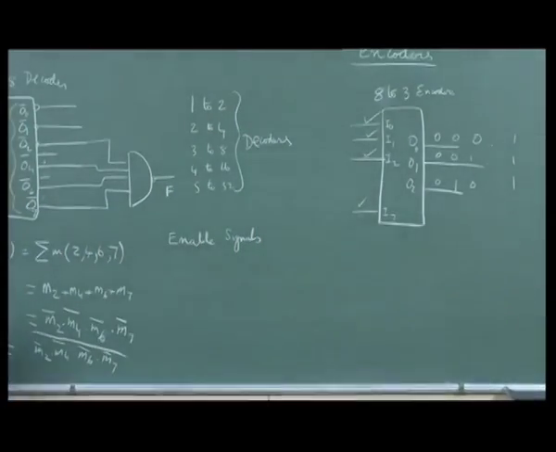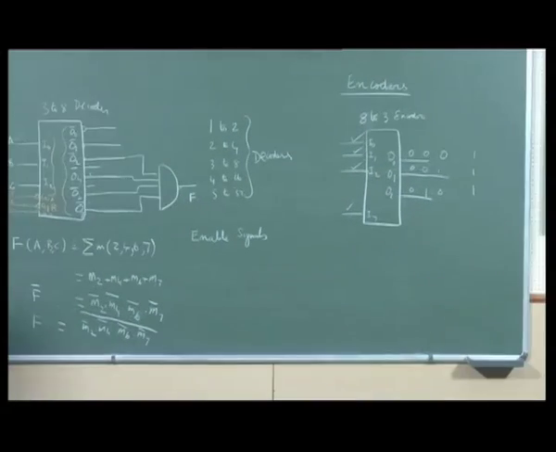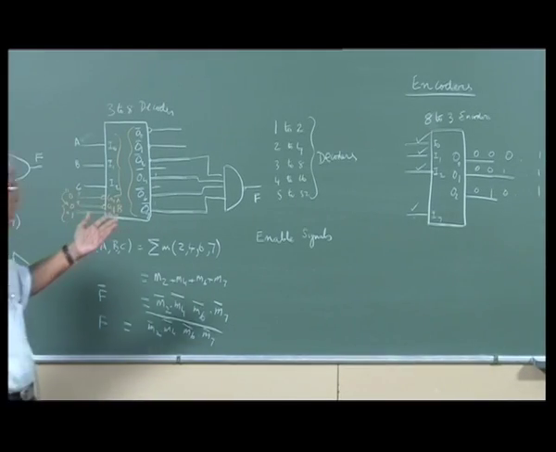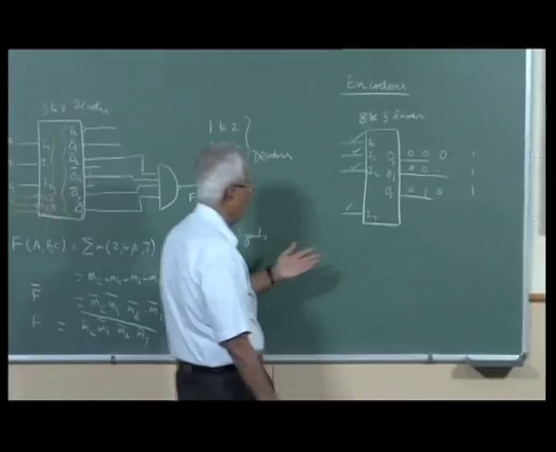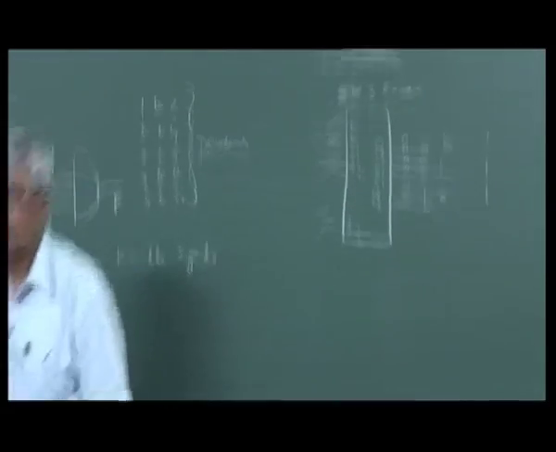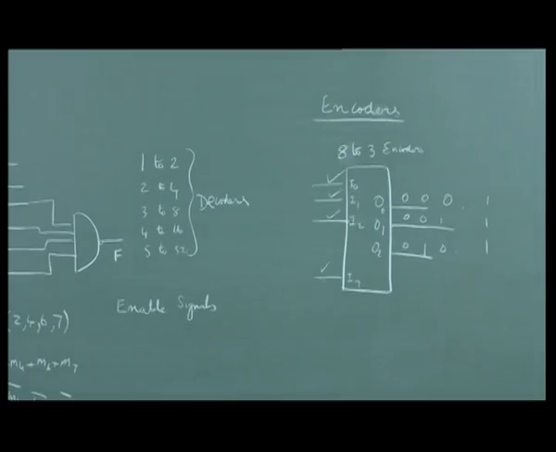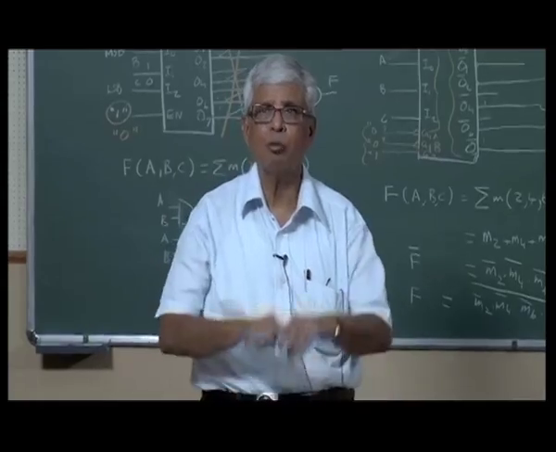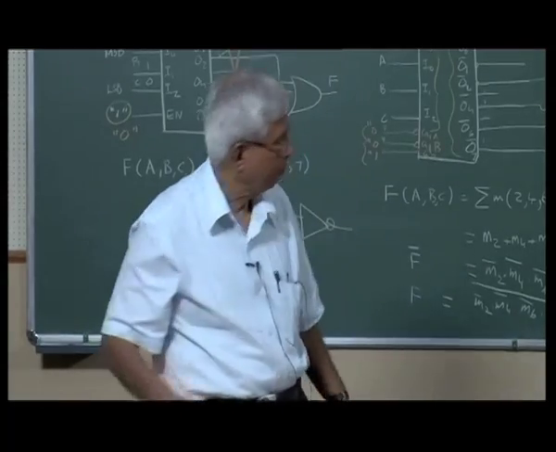Only one input is active. For that input, what is the output? This is the encoding process. Here also you can have active low, active high, enable, everything. These things you please read up. Here there is a problem which is not found in decoders. The problem is what happens if more than one input is given at the same time.